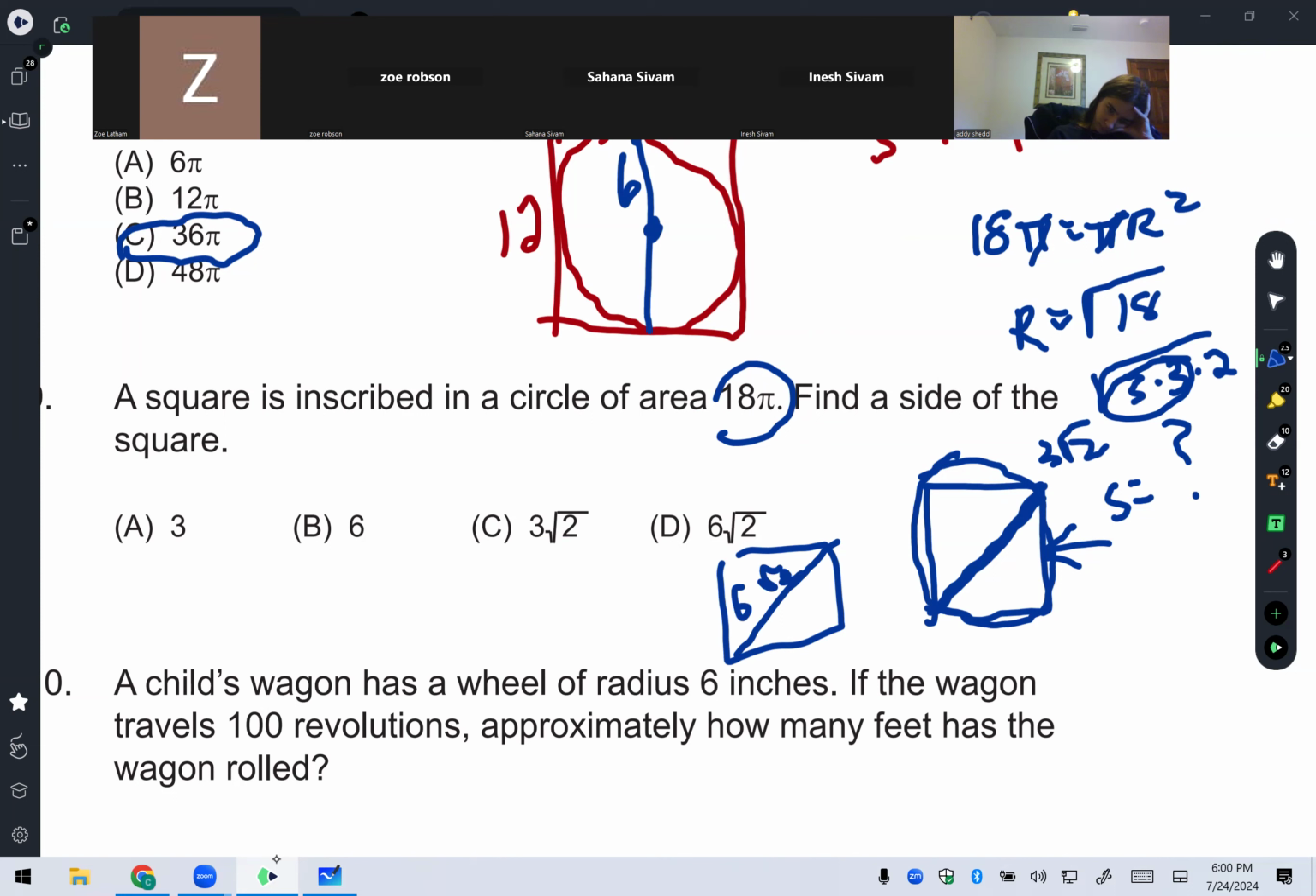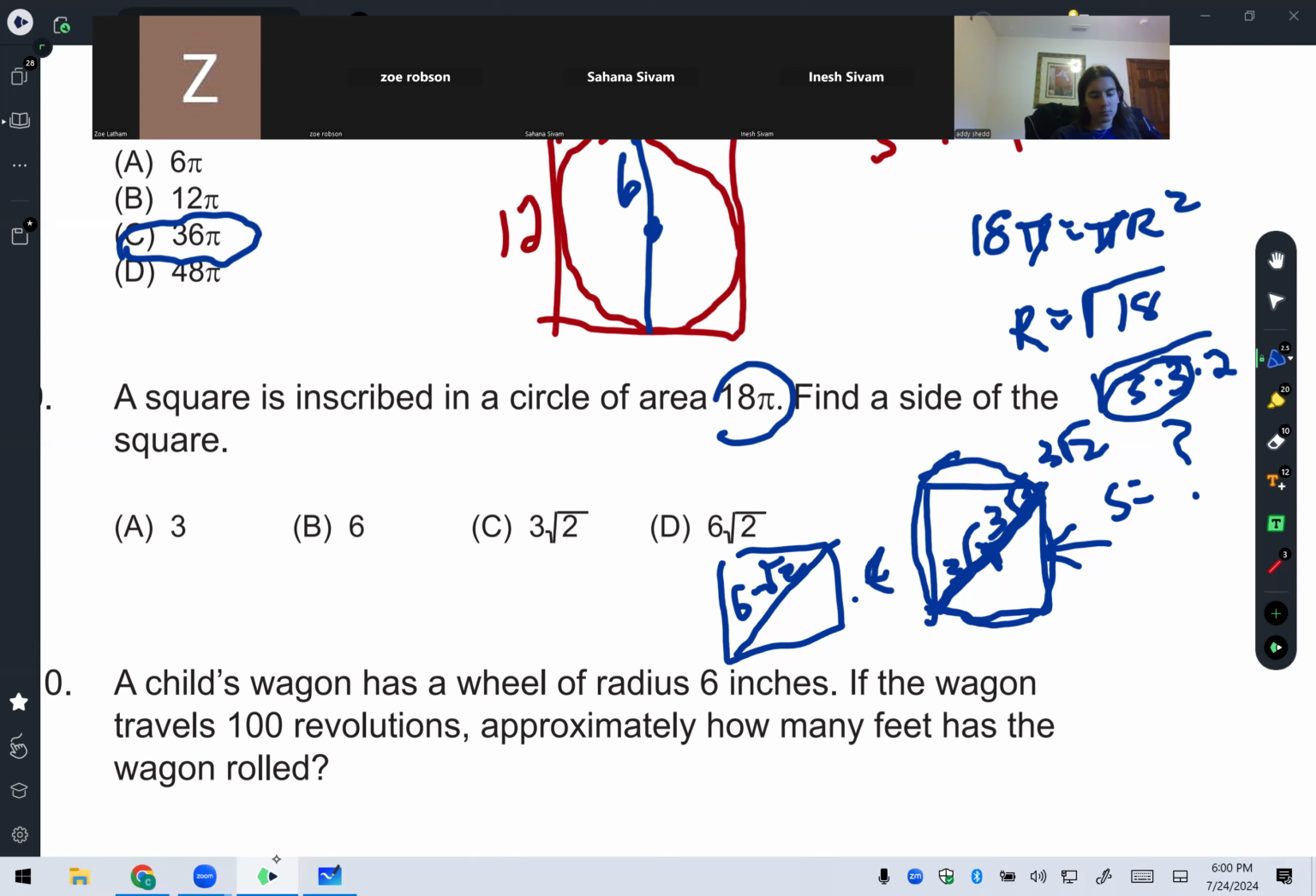Oh, that's hard to write on this thing. I know, I'm so telling you. Square root of 2. Okay, so they just want a side.